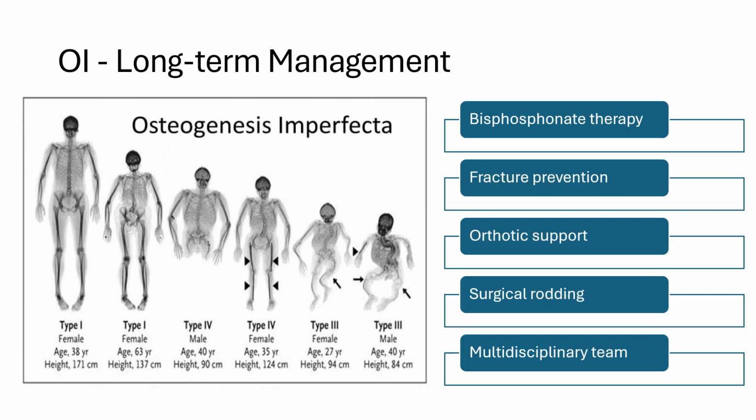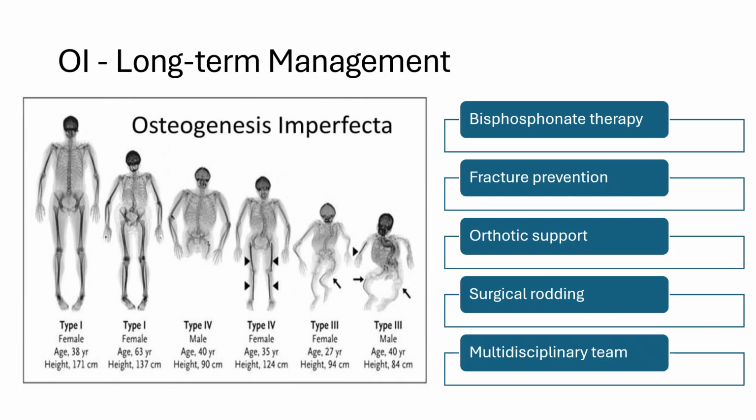Orthotic support provides external reinforcement for weakened bones, functioning like external splints that help protect vulnerable areas during daily activities. These devices must be carefully designed to provide protection without creating pressure points that might cause fractures from the orthotic itself. Surgical rodding involves placing metal rods inside the long bones to provide internal support and prevent the progressive bowing that characterizes this condition. Picture this as creating internal scaffolding that helps maintain bone alignment even when fractures occur.